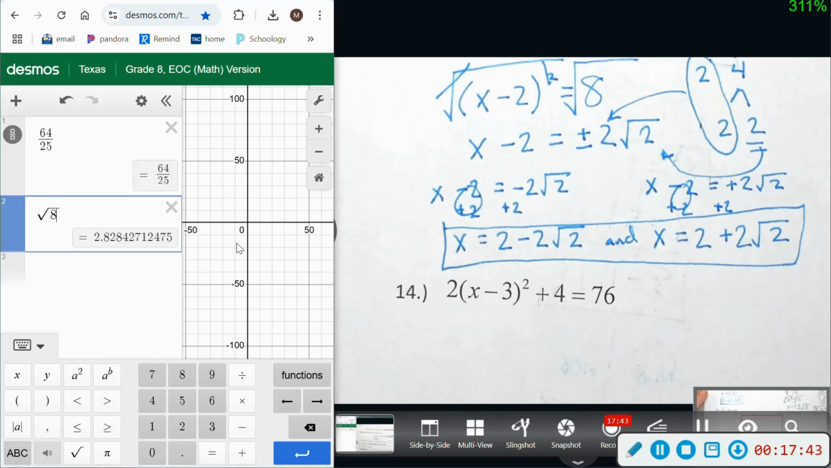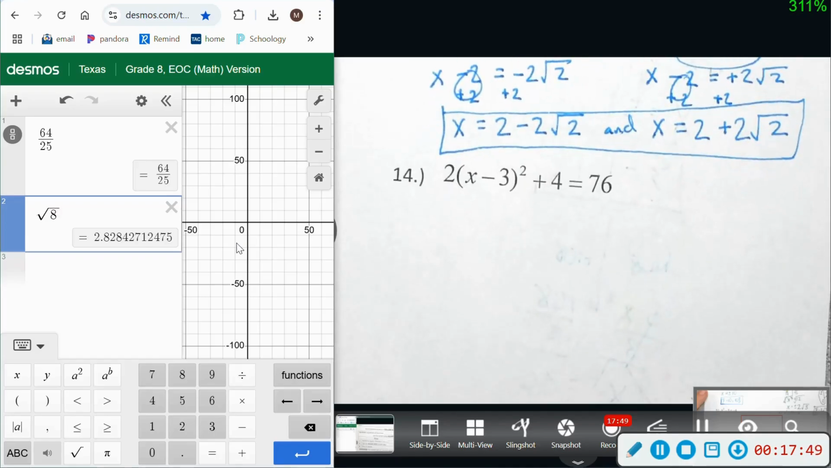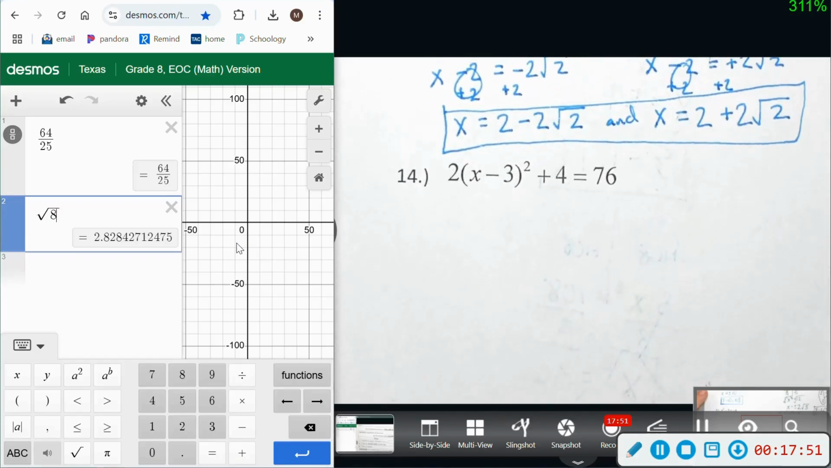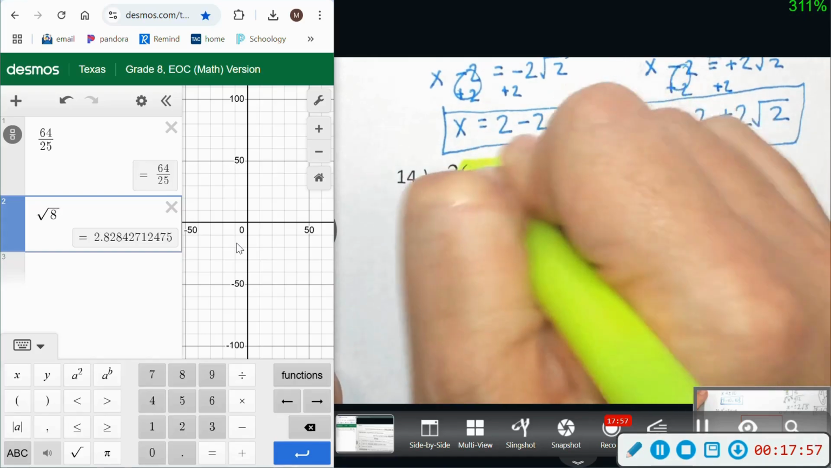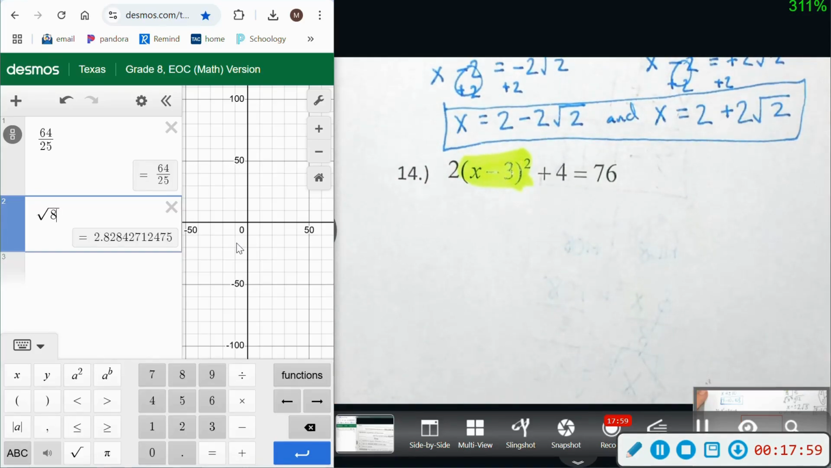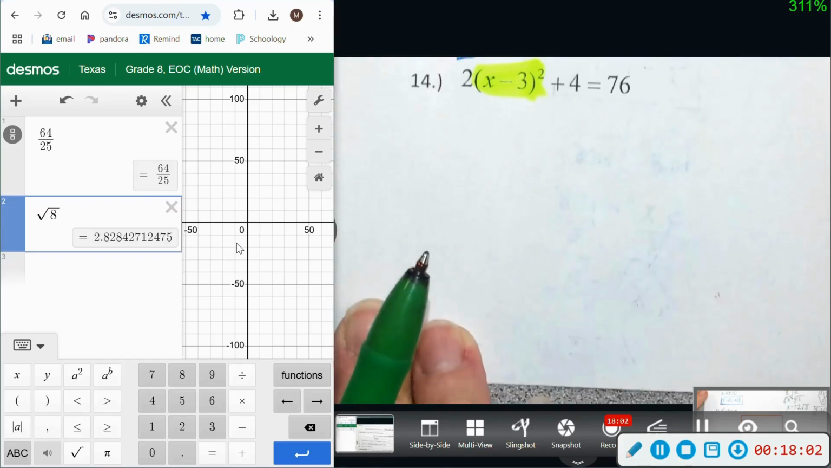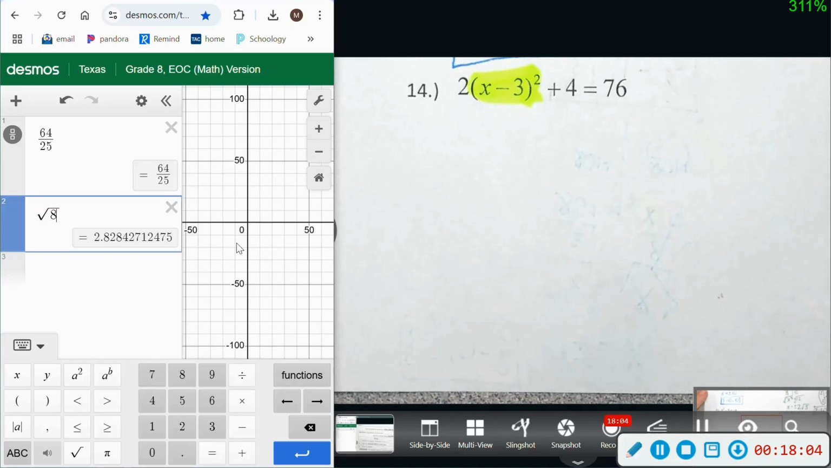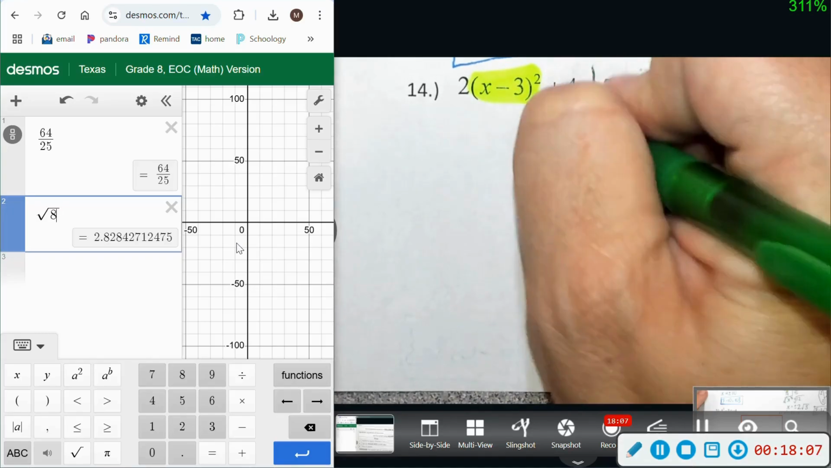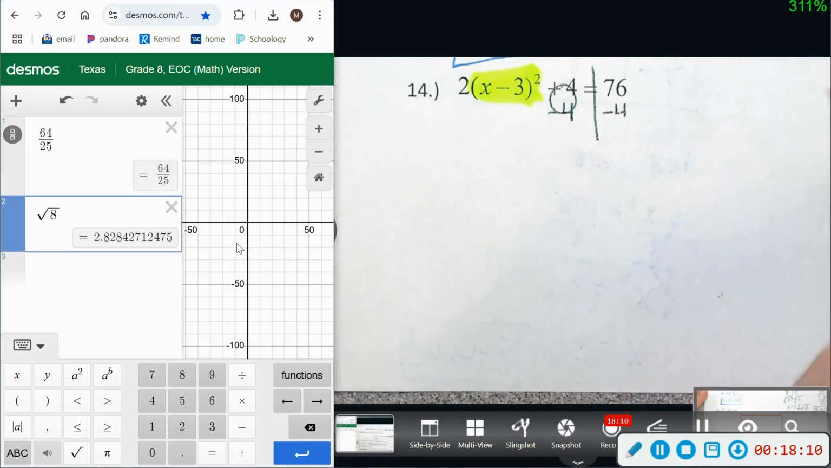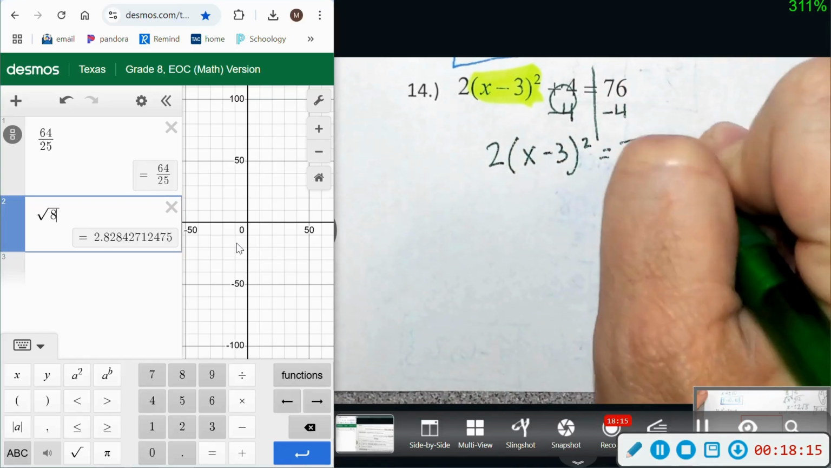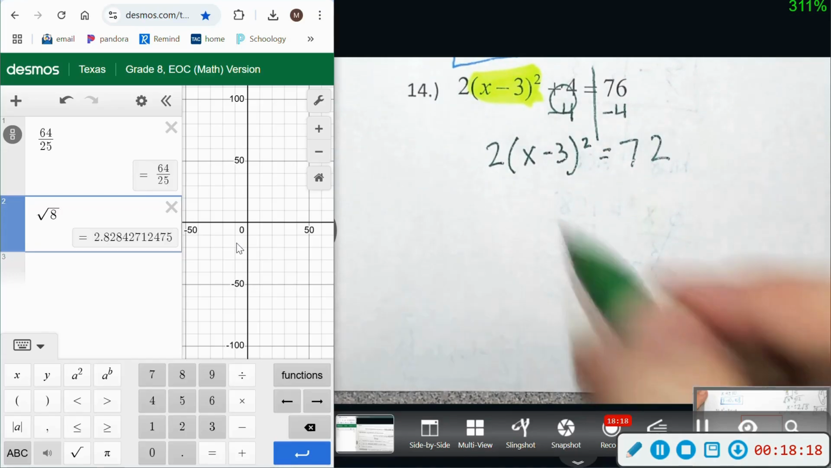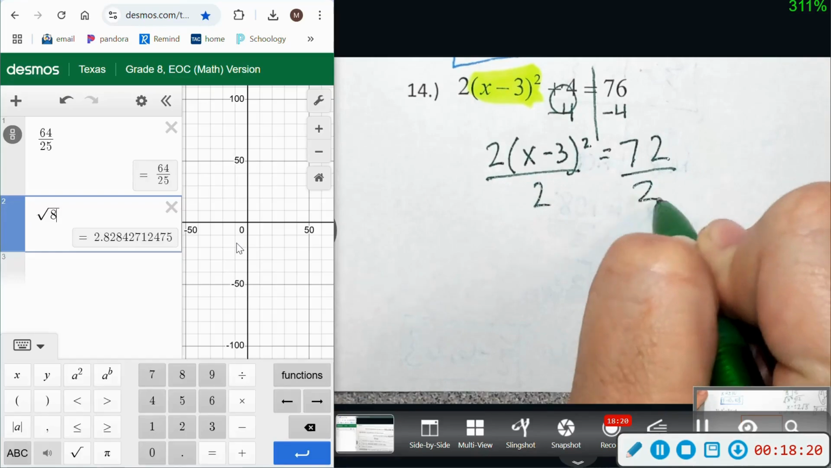Okay, one more we're doing together, and then y'all are going to work on them the rest by yourself. So look at 14. I'm not even going to go all the way. What do you have to get rid of first on number 14 to get what's squared alone? The 4. So we have to get rid of plus and minus first, and then we divide, okay? So how do I get rid of a plus 4? And then I'm left with 2 parentheses x minus 3 squared equals, that gives me 72. Now what? Divide both sides by 2. Okay, I want y'all to finish that on your own.